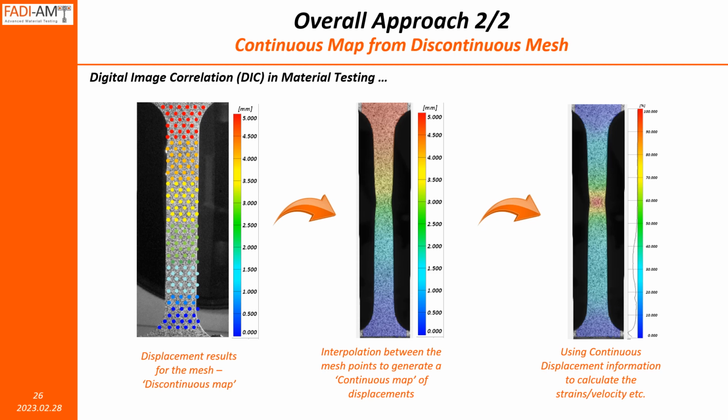Now these discontinuous maps are then interpolated to generate a continuous map of displacements. There are various interpolation methods available in a DIC algorithm. Some are more accurate, but some are faster, so there is a trade-off there. Once we have a continuous map of displacements in the x and y direction, these displacements are then differentiated to give strains, velocity, and other derived quantities. So that's in a nutshell how digital image correlation algorithms work.